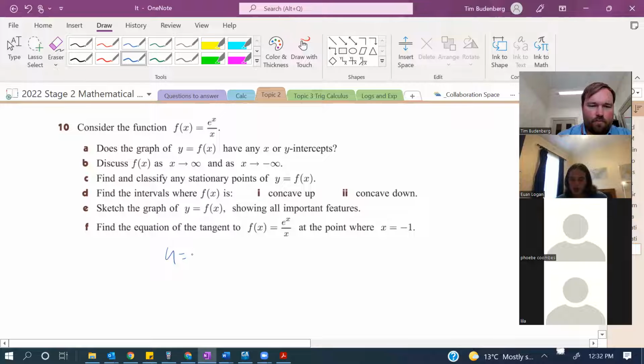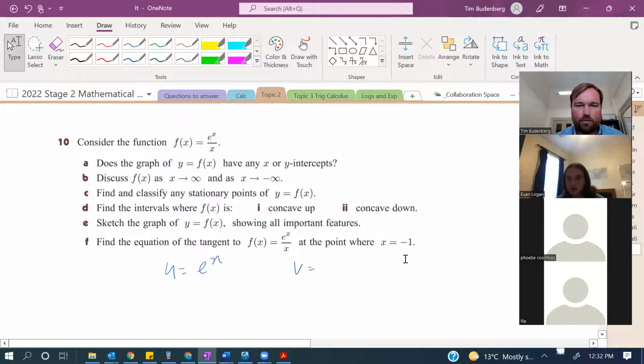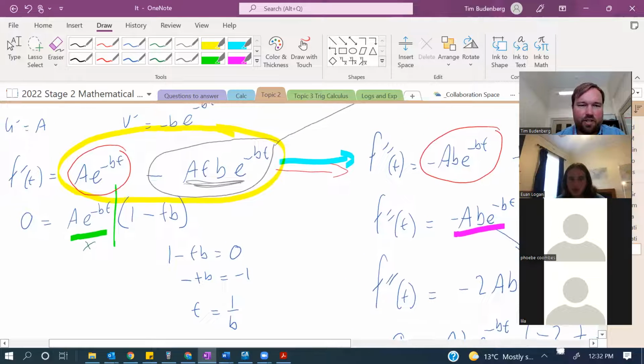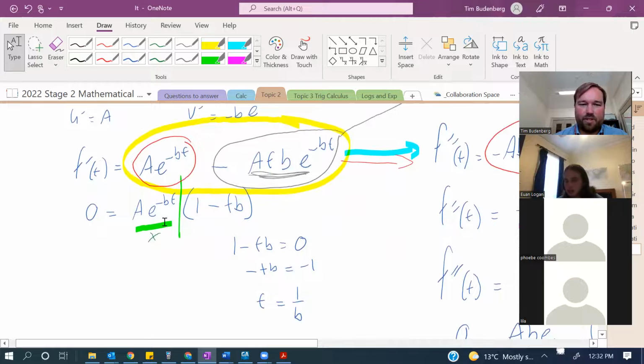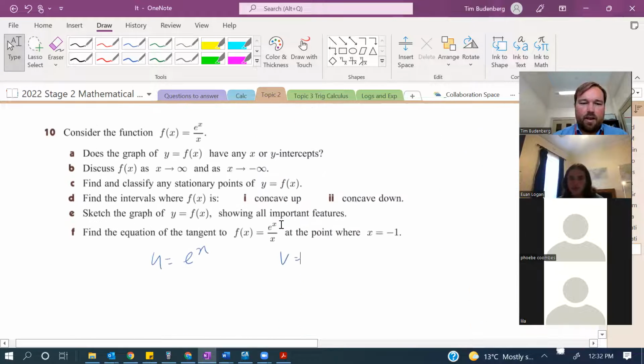And on question 13 as well, what did you find f dash x to be? Like the one that you just did. f dash x was there, circled in yellow. Okay, so a e to the minus bt minus a t b e to the minus bt. Cool. And then you factor out a e to the minus bt. Yeah, I got the same answer, I just wanted to double check that my derivative was correct. Cool. And then the factored version gives you a thing in brackets that gets you your answer. Nice. All right.